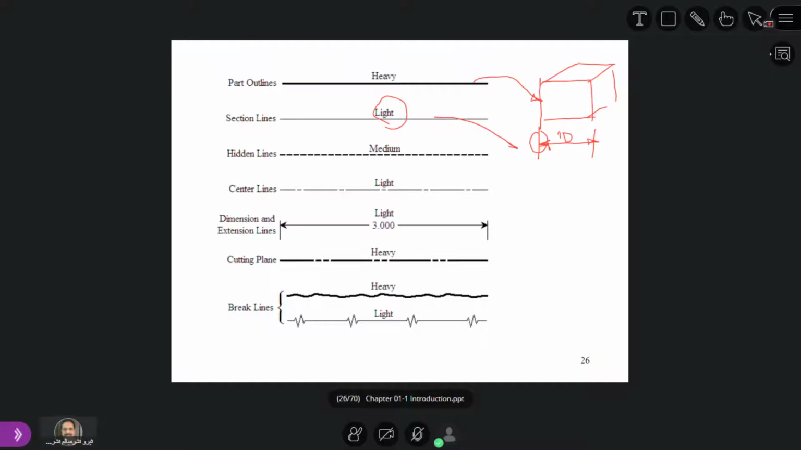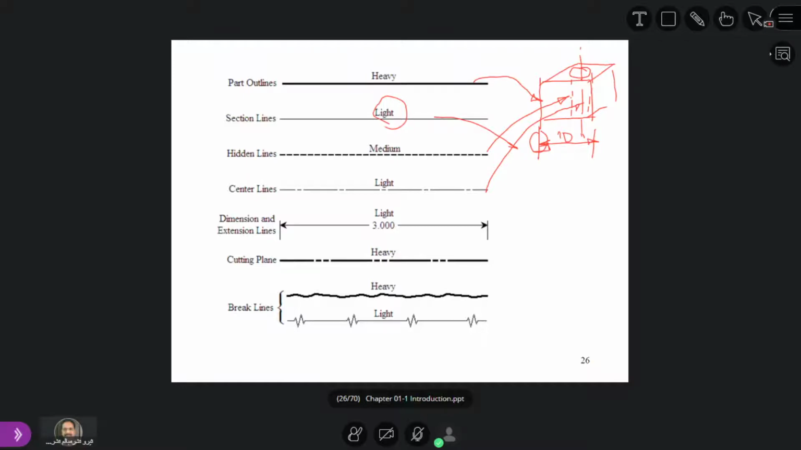The medium hidden lines are, suppose there is a circular section here, this line will pass through inside. So these are hidden lines. And the center line, this line, is the center line of this. So this center line is this one. And dimension and extension lines are these. So this is what you have seen here.